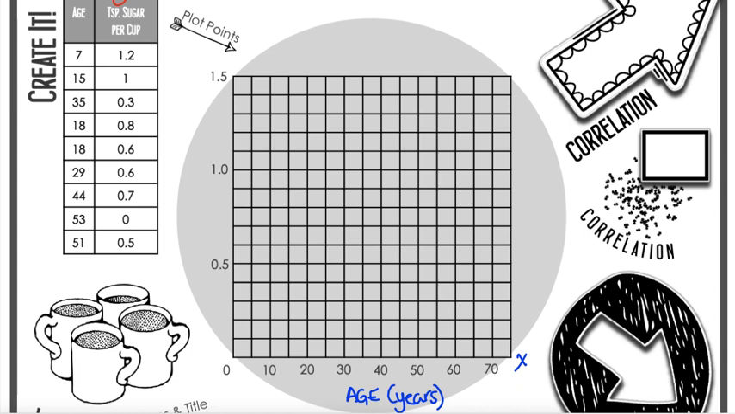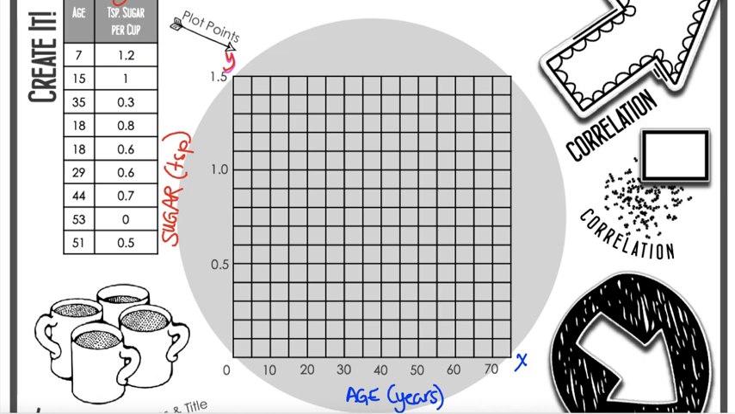And then along the side is my y value, and this y value represents how much sugar we include in our beverage. And in this case, the sugar we're measuring in teaspoons. Okay. So now that we have our axes labeled, now we can start to plot our points.